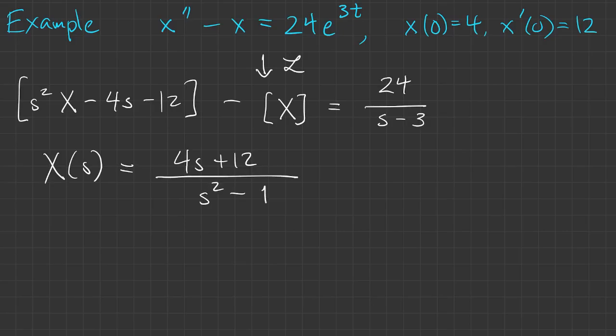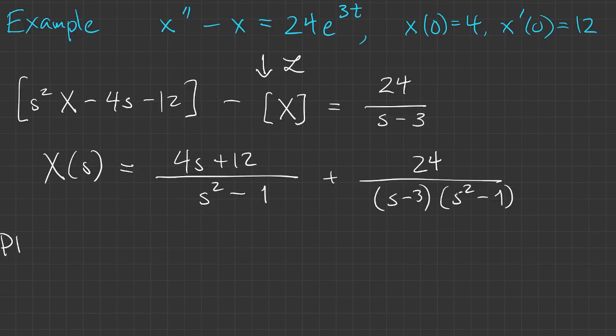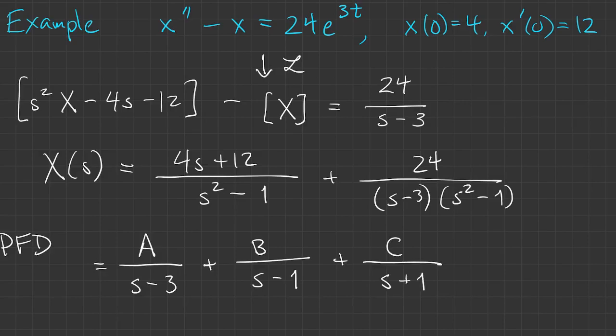First term has two poles from the characteristic equation. And the second one also includes an extra pole at 3. That means the partial fraction decomposition has 3 terms in it, 1 for each pole. Our next goal is to find what A, B, and C must be. I'll do that by clearing the denominators. Multiply through by the product of all 3 pole terms.